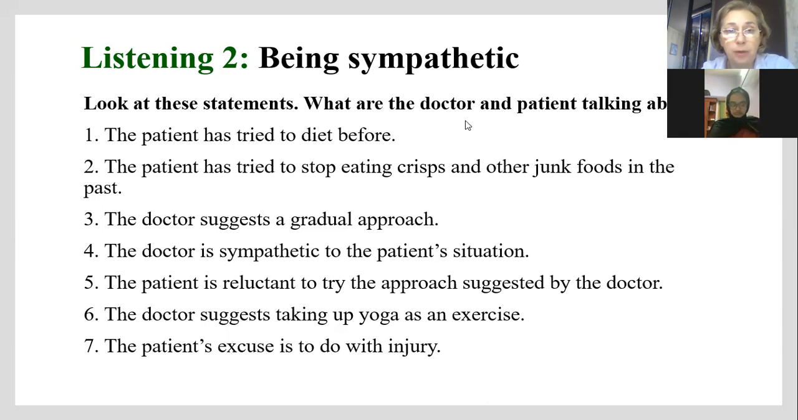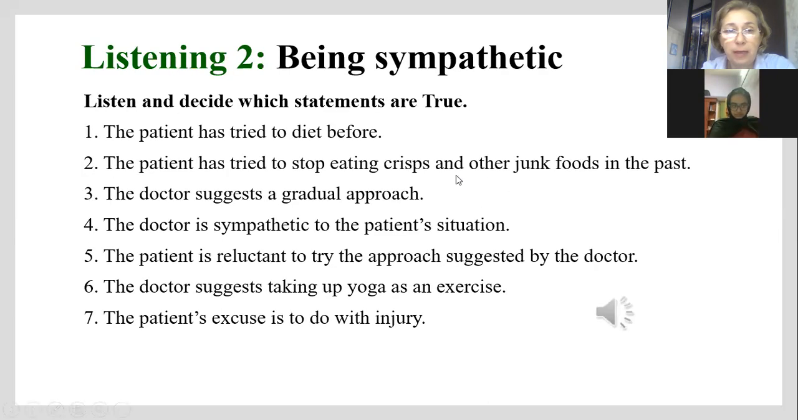We are going to move to the next slide. And here, let us listen and decide, are these statements true or false? I'll start the recording and you'll tell me if you hear or not. Yes, ma'am. Okay, you can hear. Now let's listen.